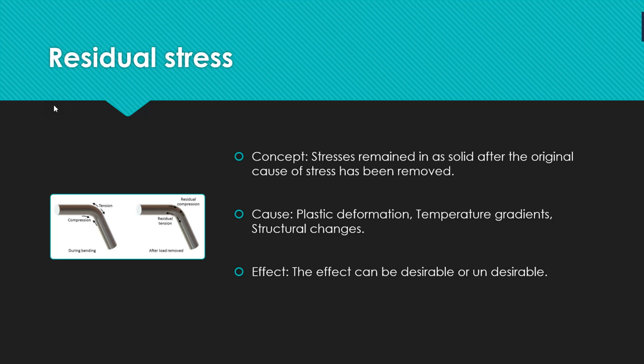First, let's review the concept of residual stress. Residual stresses are stresses that remain in a solid material after the original cause of the stress has been removed. When a material undergoes a phase transformation, the volume difference between the newly formed phase and the surrounding material causes expansion or contraction of the material, resulting in residual stress. Residual stress can result from a variety of mechanisms, including plastic deformation, temperature gradients, or structure changes. As this kind of stress can be produced in a variety of manufacturing processes, its effects may be desirable or undesirable.